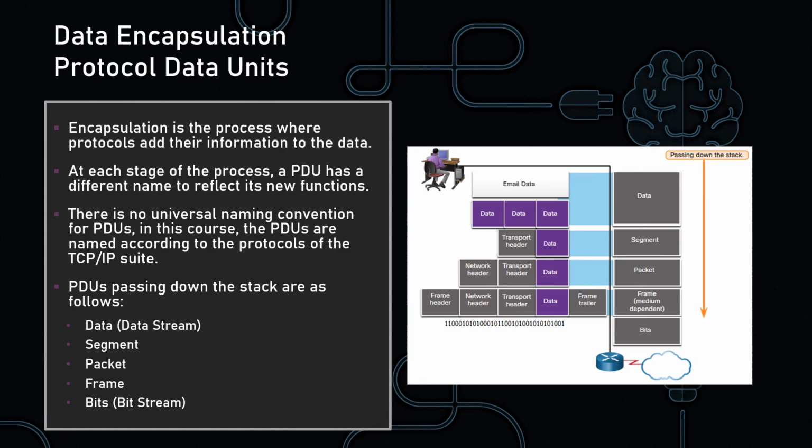of the PDU. So pretty much layers 5 through 7, we have it as just data. When it gets to layer 4, it is a segment. At layer 3, it becomes a packet. And at layer 2, it becomes a frame.